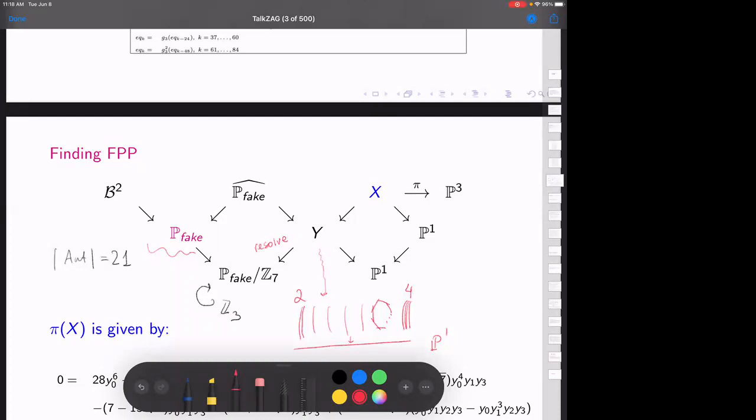X is a 2-to-1 cover. So you take this 2-to-1 cover ramified over these locations over the singular fibers, and then you take Cartesian square and normalize. And then this X is a little bit better.